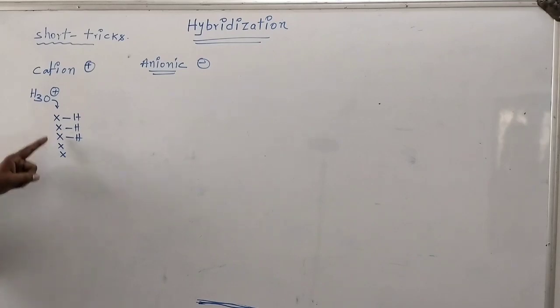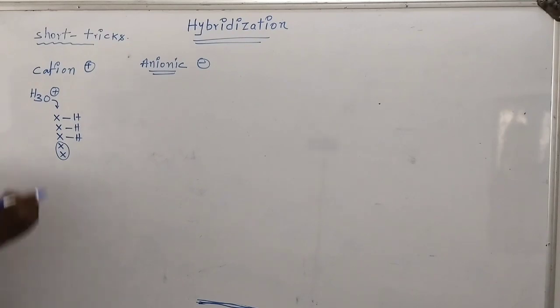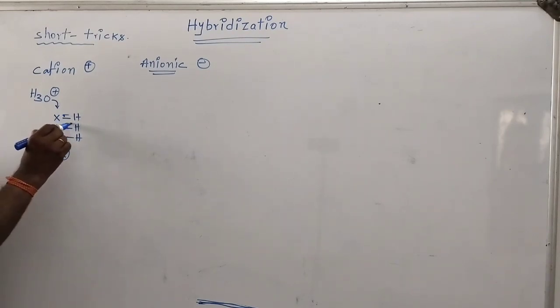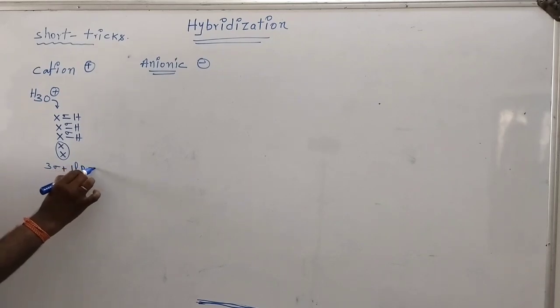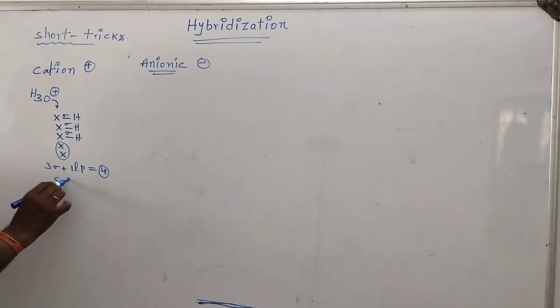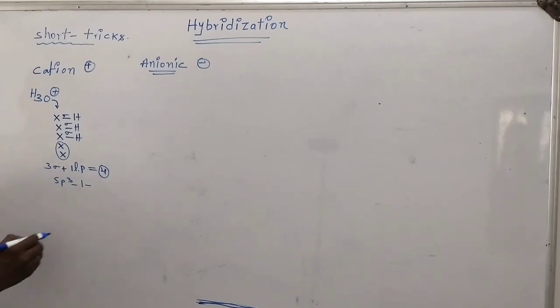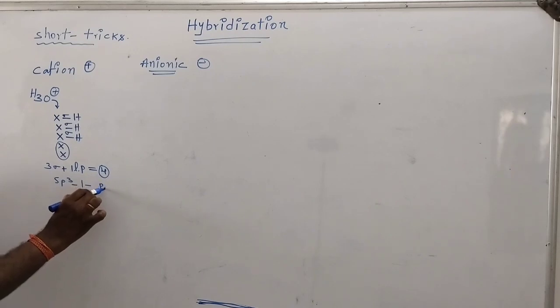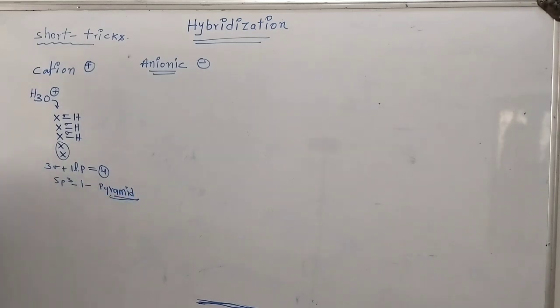So now how many electronic pairs do we have? 1 electronic pair. So total sigma bonds are 3 sigma bonds and 1 lone pair. So 3 plus 1, 4. 4 means what? sp3 hybridization with 1 lone pair of electrons. So that molecular geometry we consider pyramidal structure.